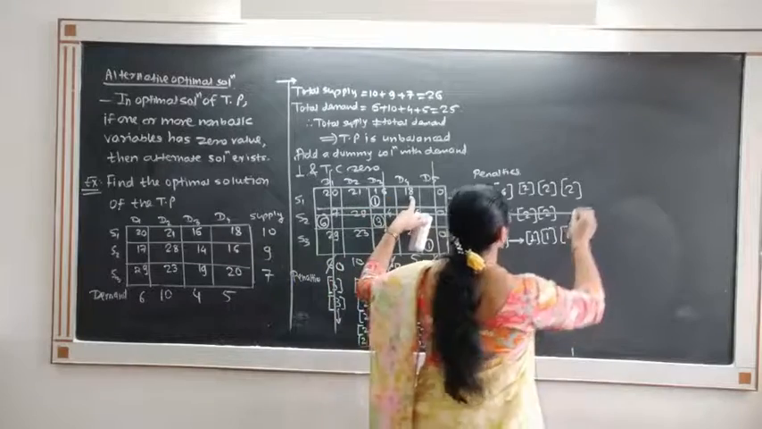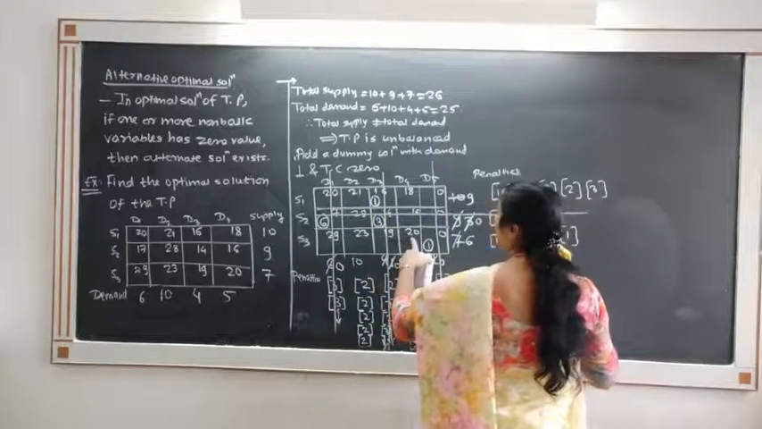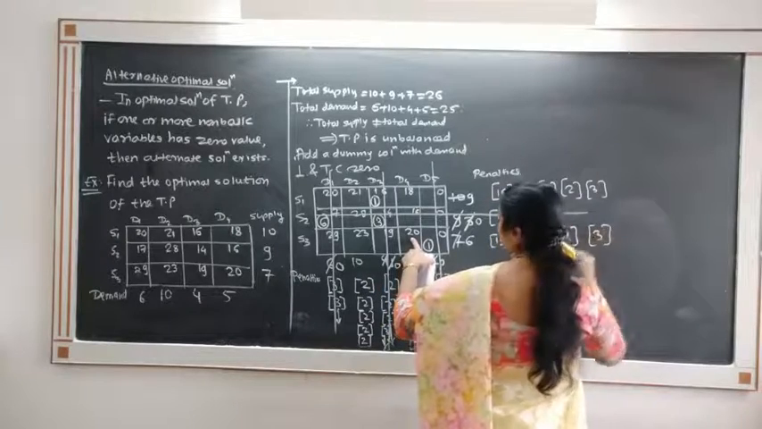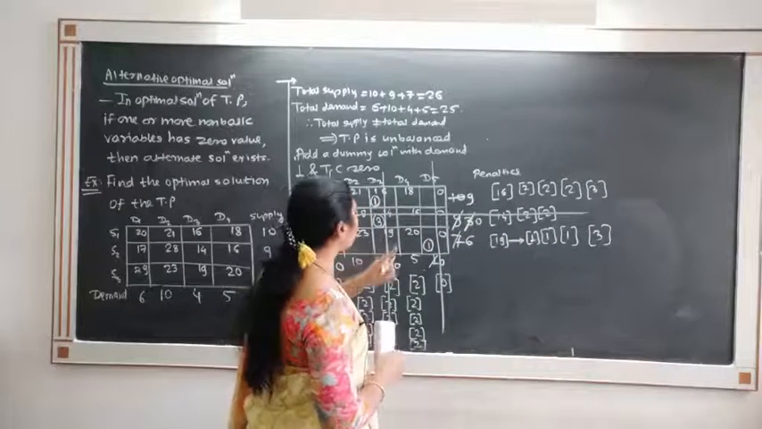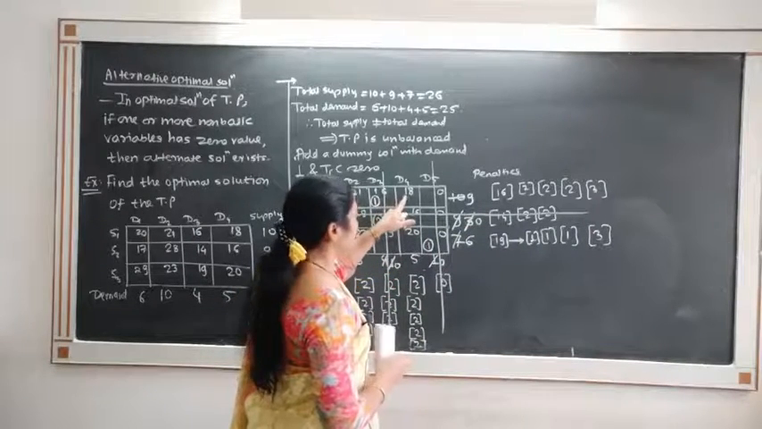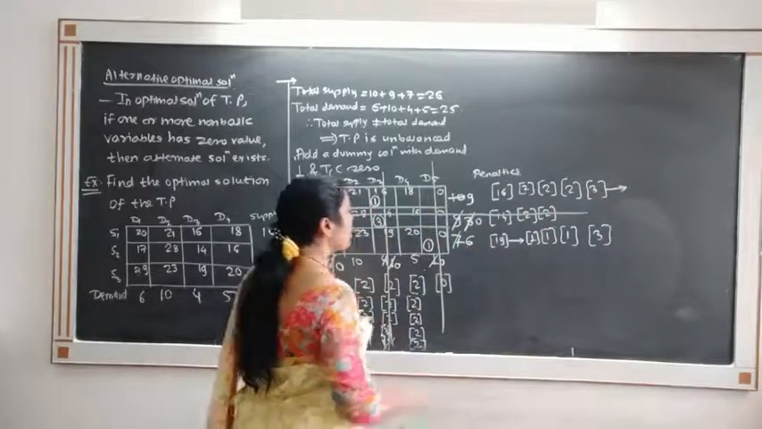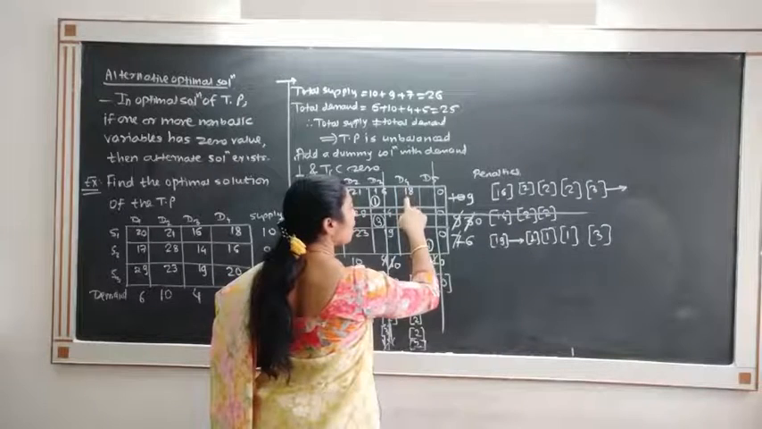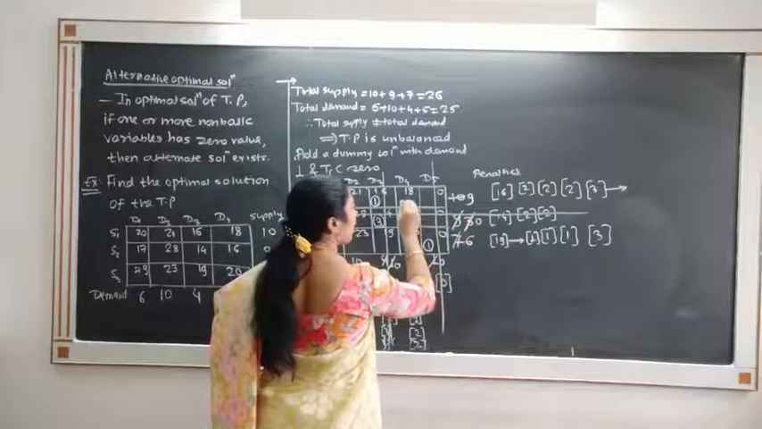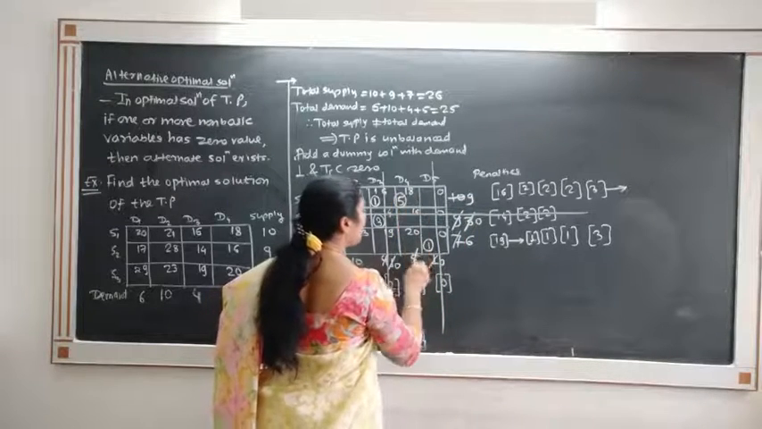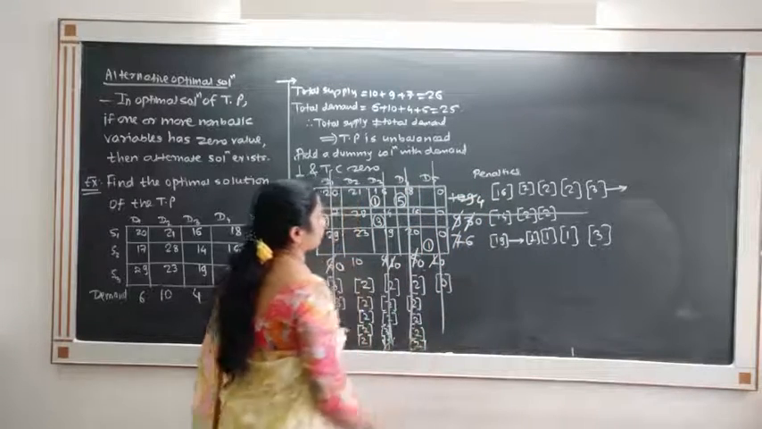21 minus 18, 3, and 23 minus 23. Greatest is 3, but in 3 the smallest cost is 18, and therefore we will select this 3 because it has the smallest cost, and to this 18 I will assign minimum of 5 and 9, that is 5, demand becomes 0, supply remains 4, column crossed out.